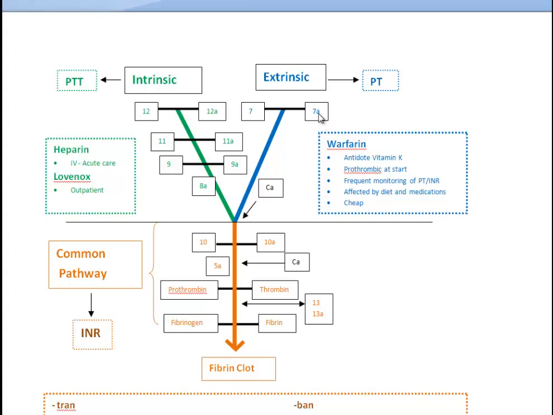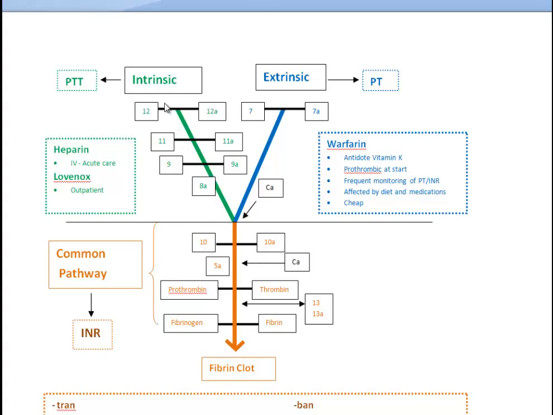The extrinsic pathway also has the names of the drugs. It shows that calcium is an important ingredient in the clotting cascade. And factor 10A and 10 is where some of the newer drugs will act.